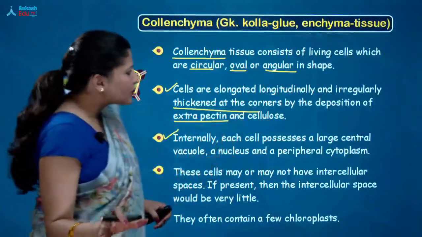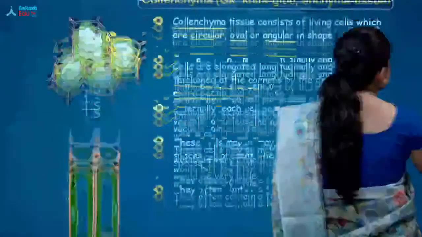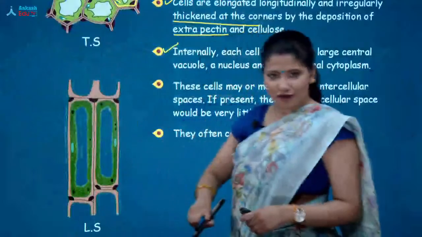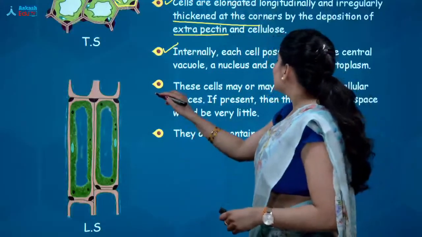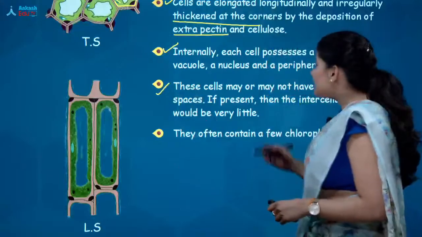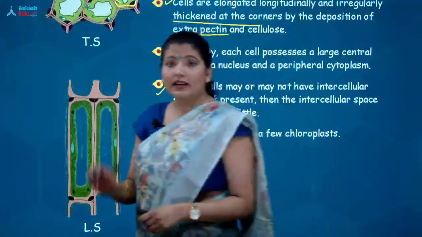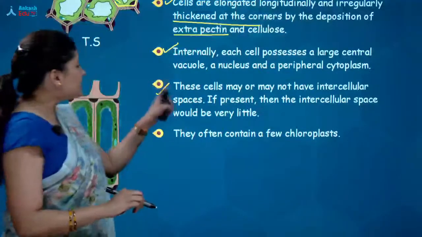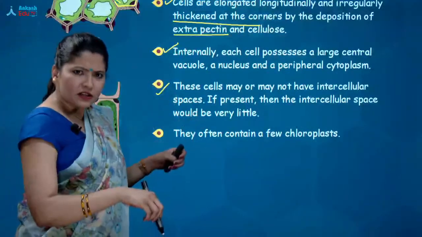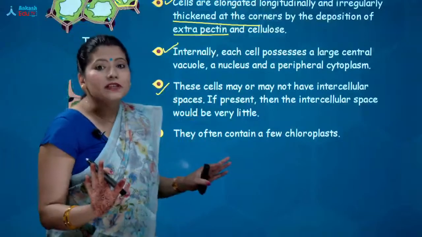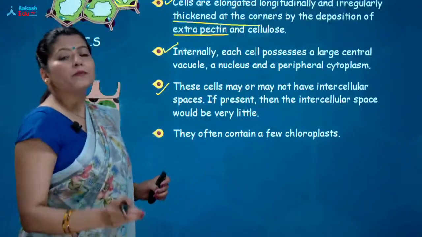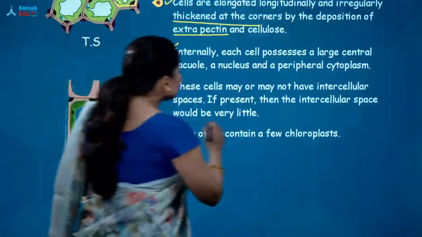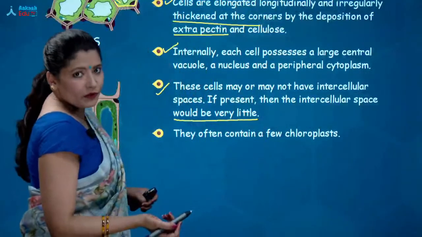Internally, each cell possesses a large central vacuole exactly like parenchyma. Large central vacuole होगी, because of that nucleus and cytoplasm कहाँ shift हो जाएंगे? Periphery पर shift हो जाएंगे, right? These cells may or may not have intercellular spaces. जब parenchyma में किया था तो हम लोगों ने पढ़ा कि intercellular spaces were present. While in this collenchyma, they are present or they are absent. And if these pores are present, they are of very small size. कैसे होंगे? बहुत ही small size के होंगे. They are very little, right?